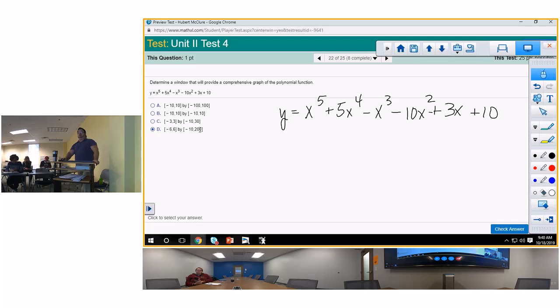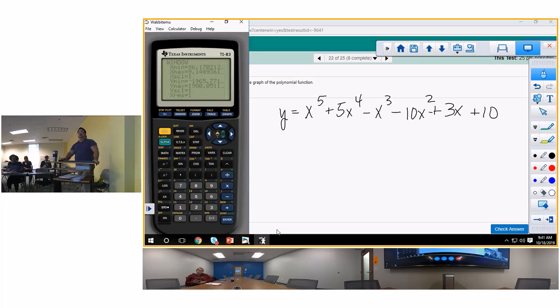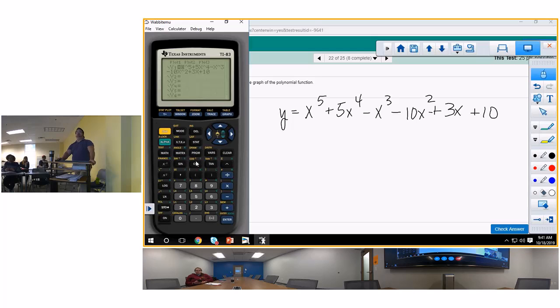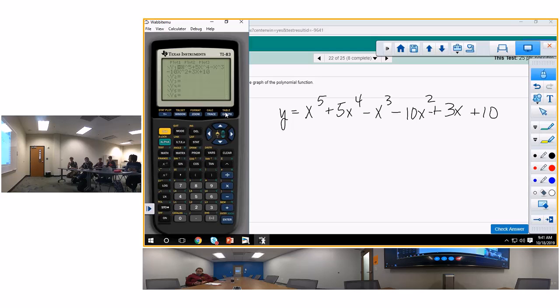Again, I don't agree with the 200 because what is the y-intercept? 10. So let's look back at the calculator graph. I don't know why they're saying that. Did you enter it in right? Because mine looks a lot different. Oh, come on. All right, y'all check me. X to the 5th plus 5x to the 4th minus x cubed minus 10x squared plus 3x plus 10. Yep, mine looked a lot different, but then I zoomed in and it became that.